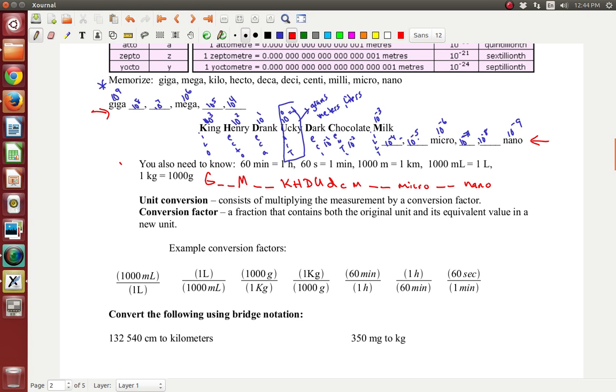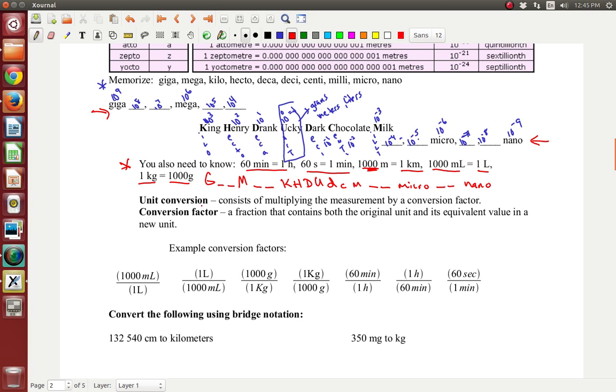Now the other things that you must know are these things here. 60 minutes is an hour, 60 seconds is a minute, 1,000 meters is a kilometer. Kilo means 1,000. A meter is a little bit bigger than a yard. 1,000 milliliters is a liter. Your 2-liter bottle would have 2,000 milliliters in it. So a milliliter is really, really small. You must know these. 1 kilogram is 1,000 grams. I will not put these on the test. You must know these by heart.